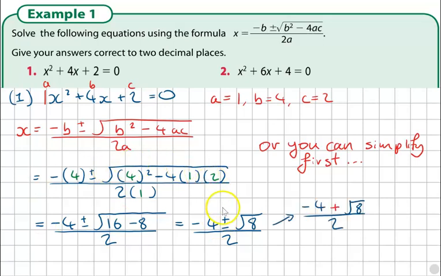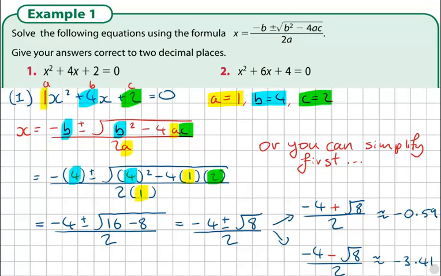Now we can't simplify anymore, so we break it up into the plus part, which gives us, again, minus 0.59 as before. And then we break it down into the minus part. So we have plus here and minus here. And we get the same answer as before, minus 3.41. So it's good to know this method where you simplify first, because you'll have to do that for the complex numbers chapter.